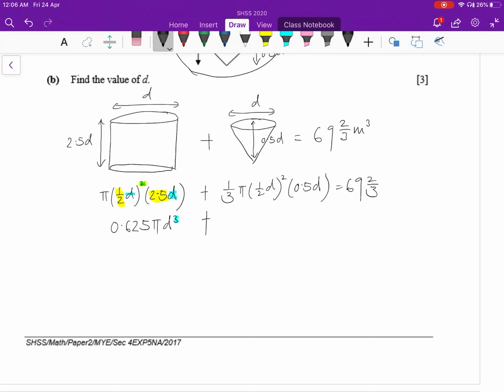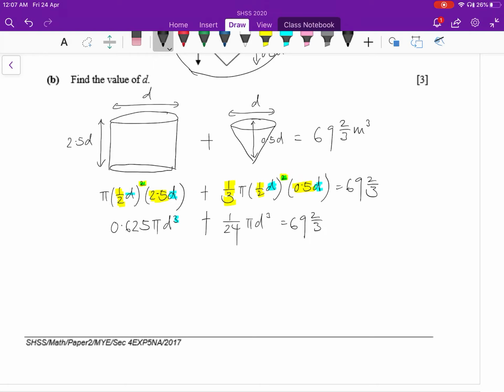Alright, let's continue. Plus, now what do you press in your calculator? You press 1/3 times half squared times 0.5. That would give you 1/24. So it's 1/24 pi d cubed. Now why is it d cubed? Same: d squared times d is d cubed, equals 69 2/3.